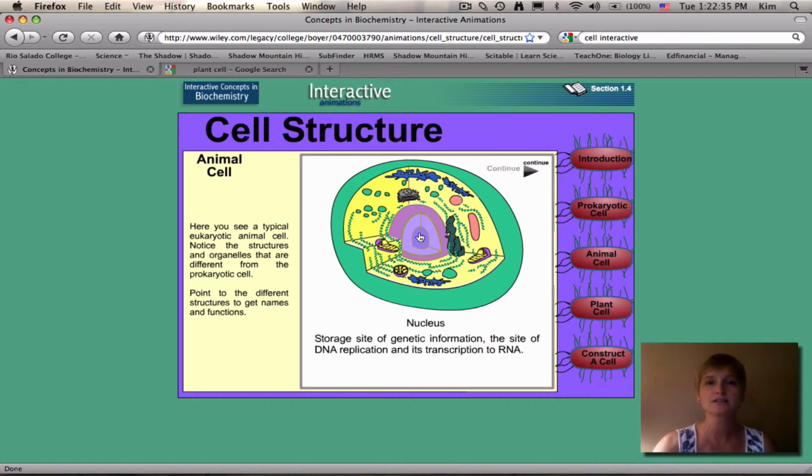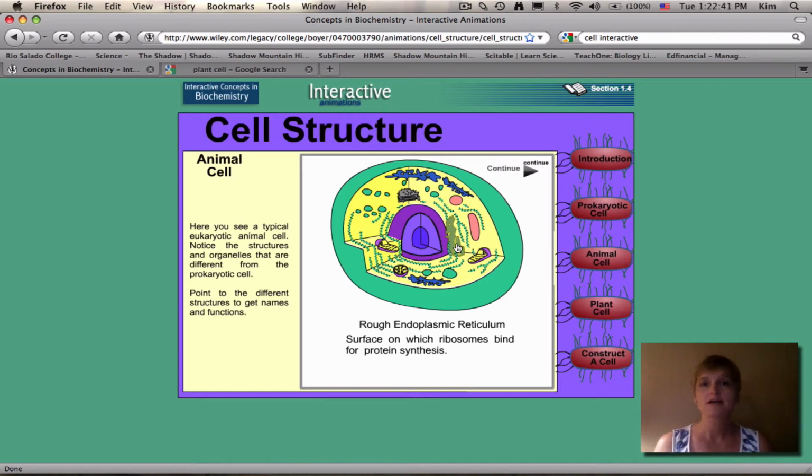And so as soon as you spot the nucleus, you're going to say, oh, this is a eukaryote cell because it has a nucleus. And then we kind of move out from there, and we have what's called the rough endoplasmic reticulum. Now, if you say that, it's kind of fun to say. But the rough endoplasmic reticulum is where ribosomes bind for the protein synthesis. So it's called rough because it has these little dots all over it. And so those are the ribosomes, and it looks rough.